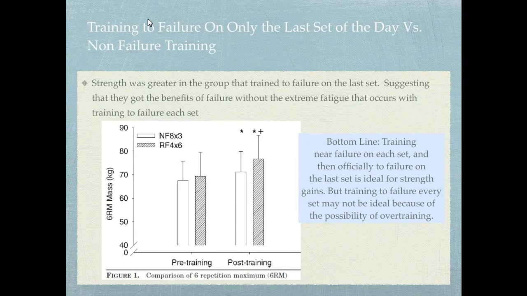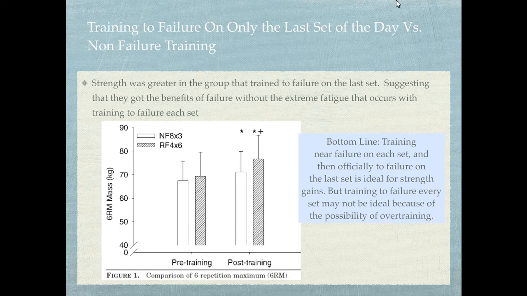One thing I want to point out, though, is that if you do train to failure every set, it does cause a lot of central fatigue, which we'll talk about. And if you go to failure on the first set, volume drops on the second set. So they did a study here where they did non-failure training versus non-failure training for the first sets, but failure on the last set. So, for example, the non-failure group was 8x3. The failure on the last set was 4x6. The first 3 rep sets, they didn't fail. And the last set, they went to failure.